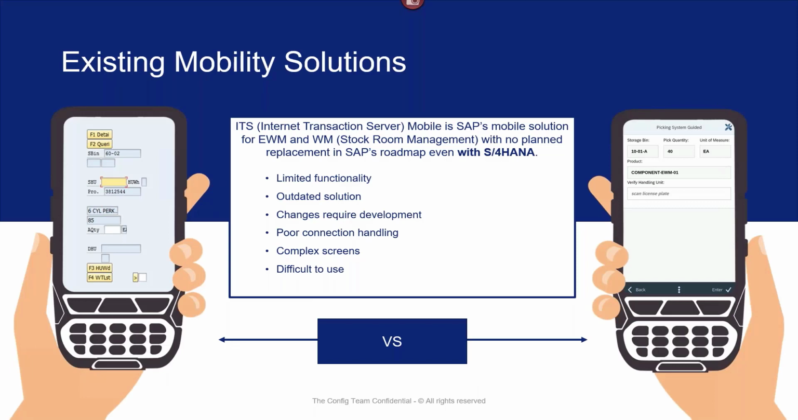Okay, so some of the existing mobility solutions, things like ITS Mobile that you see on the left, really look outdated. It's complex, it's difficult to understand. There's a lot of SAP acronyms on that screen, and this is SAP's standard mobile solution for WM, stockroom management in S4, and EWM. There's no plan at the moment to replace that in the roadmap. So what we're really looking at is making the mobile solutions as simple as possible to use, and moving from the left-hand side of the screen onto the right, making it much more intuitive, simple, clean, and easy.